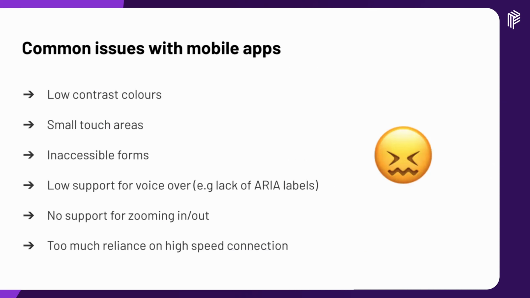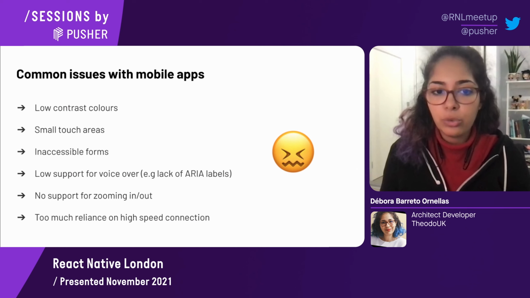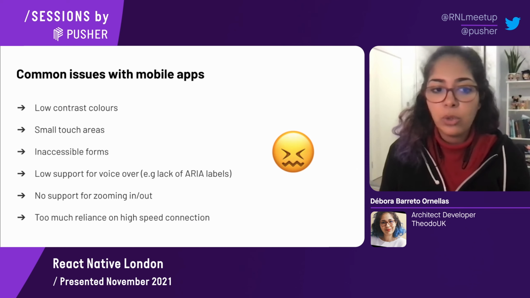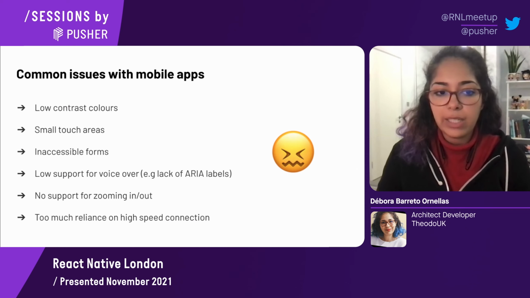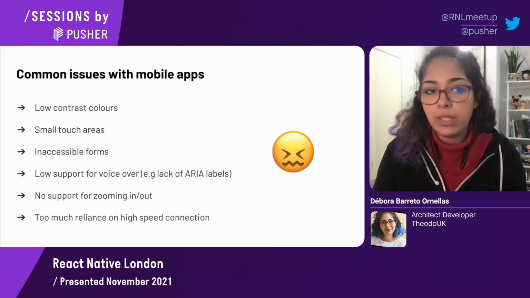So, common issues with mobile apps in terms of accessibility. We are going to go into more detail on how to fix most of them, but they will be low contrast colors, small touch areas, inaccessible forms, and low support for VoiceOver, which can come, for instance, from a lack of area labels, no support for pinch zooming in and out, or too much reliance on high-speed connection, because having a low-speed connection can also be a type of situational disability.